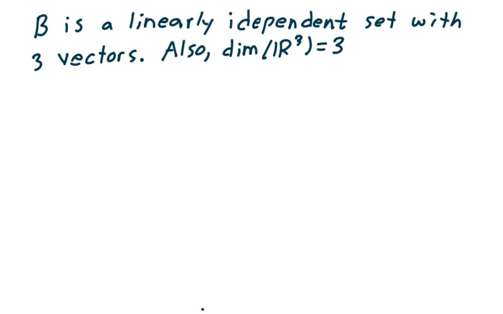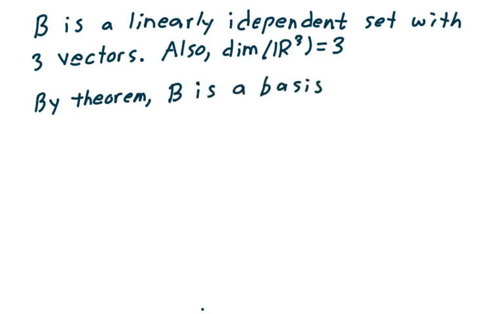And so by a theorem, we can conclude B is a basis for R3. That is completely legitimate. The dimension of R3 is 3, and we showed that one of the conditions hold, therefore both conditions have to hold.